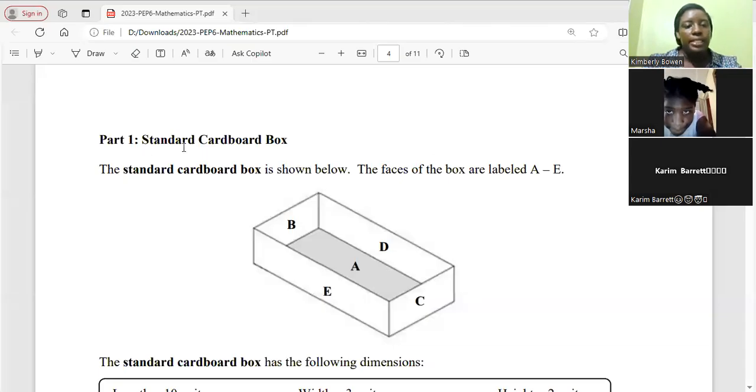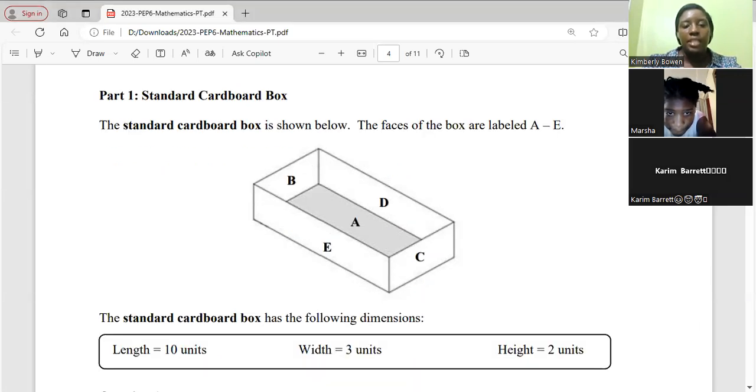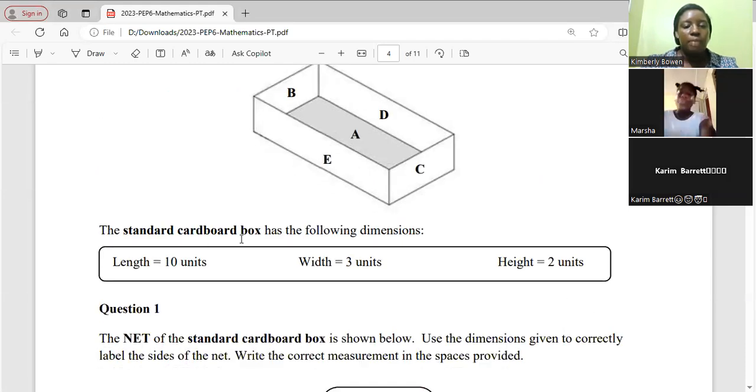So part one, we are seeing the standard cardboard box, and the standard cardboard box is shown below, and the faces of the box are labeled A to E. We're only going to be doing part one, and hopefully part of part two in this video. I'll do another video for the remainder after. It says the standard cardboard box has the following dimension: 10 units for the length, sorry, 3 units for the width, and the height is 2 units.